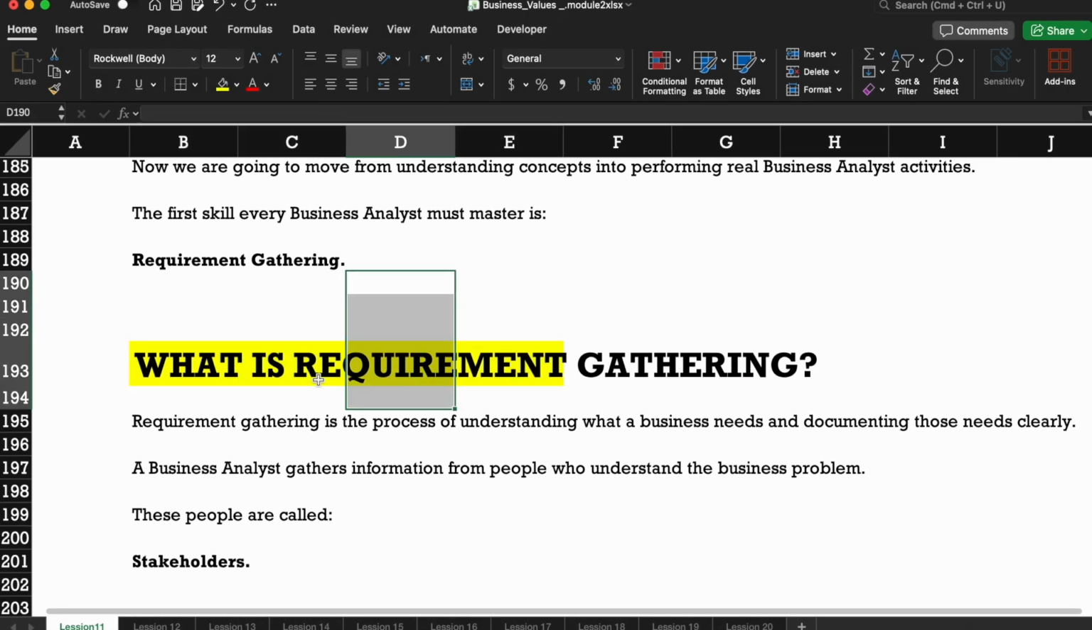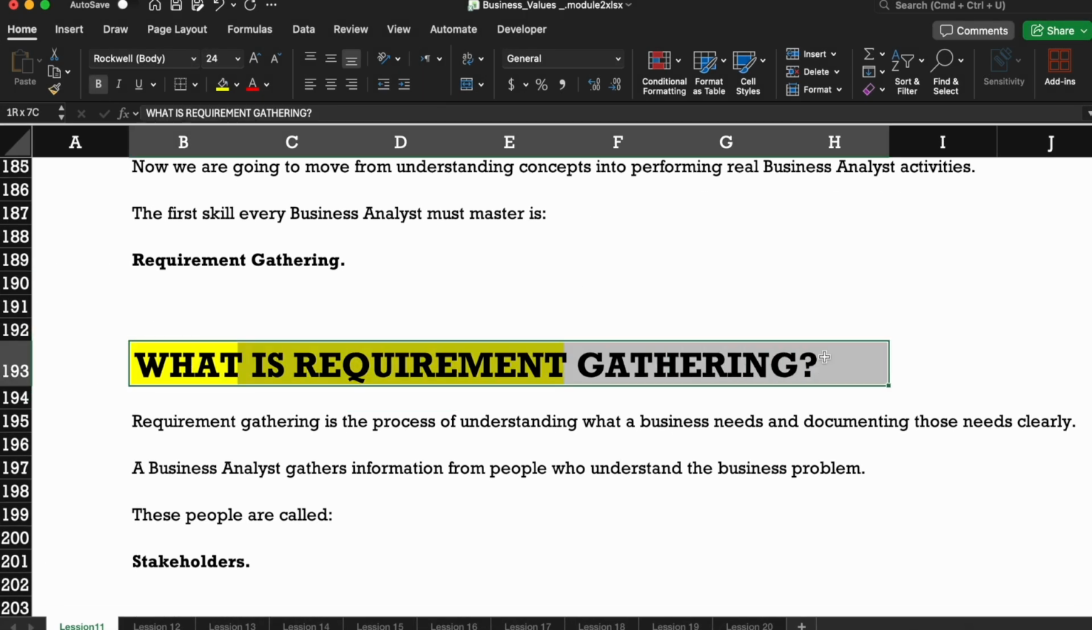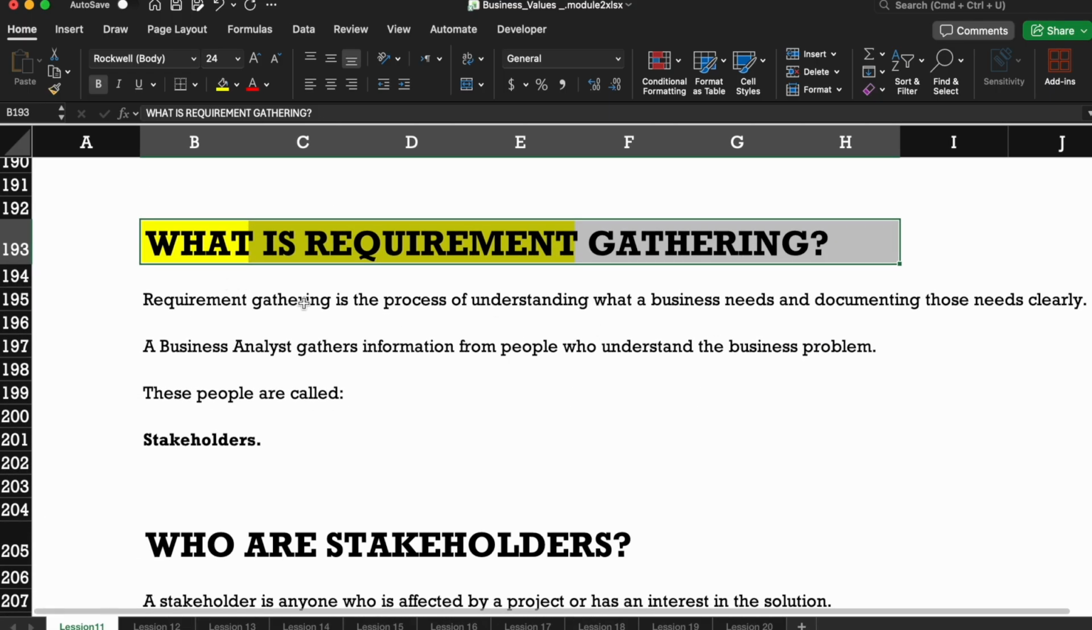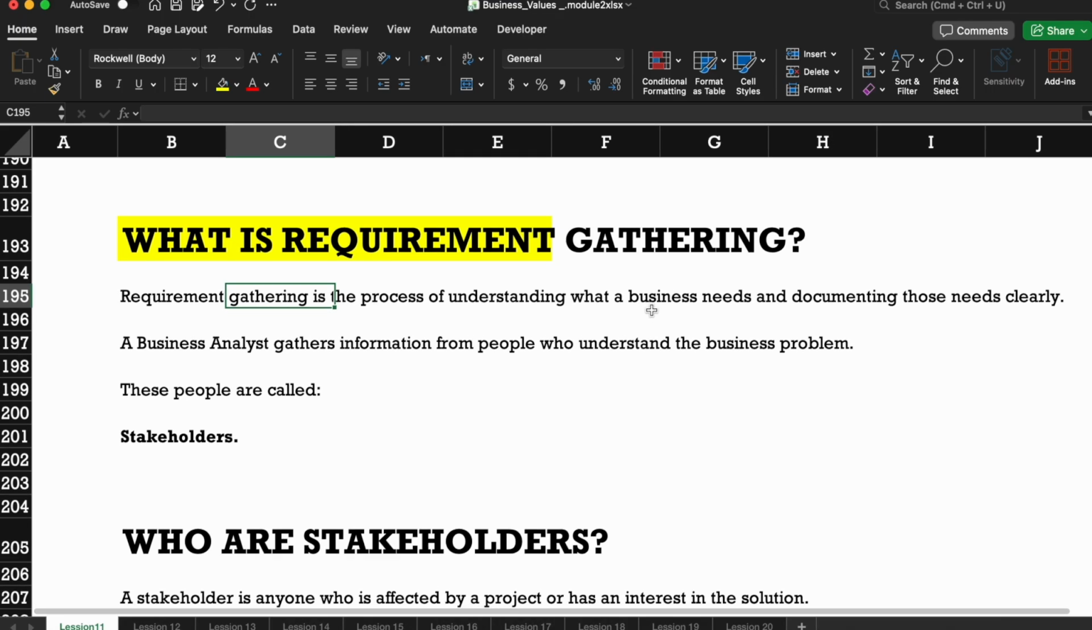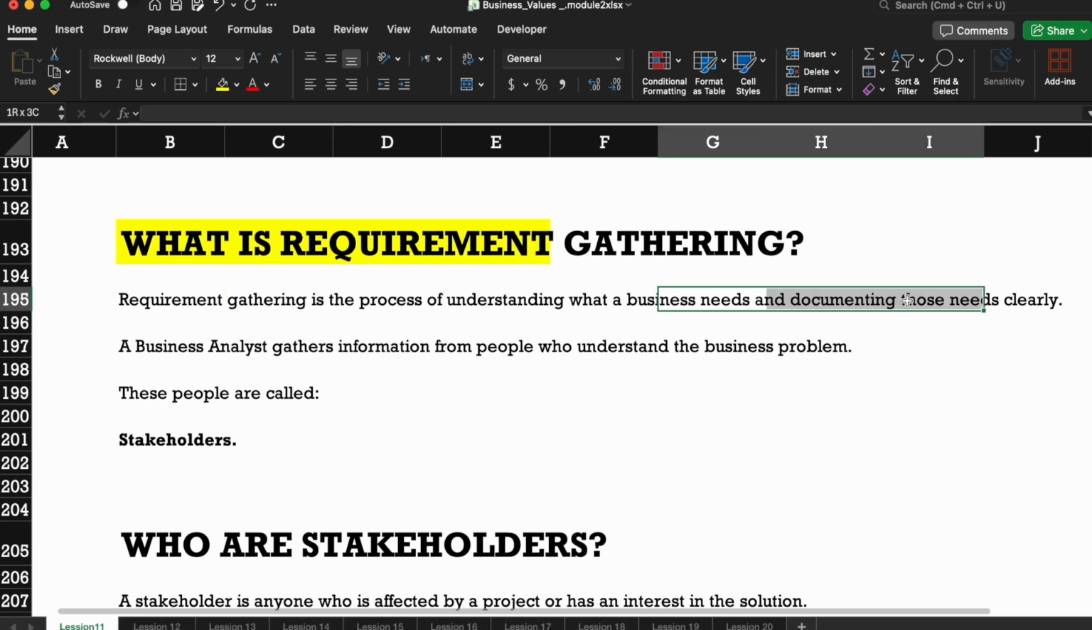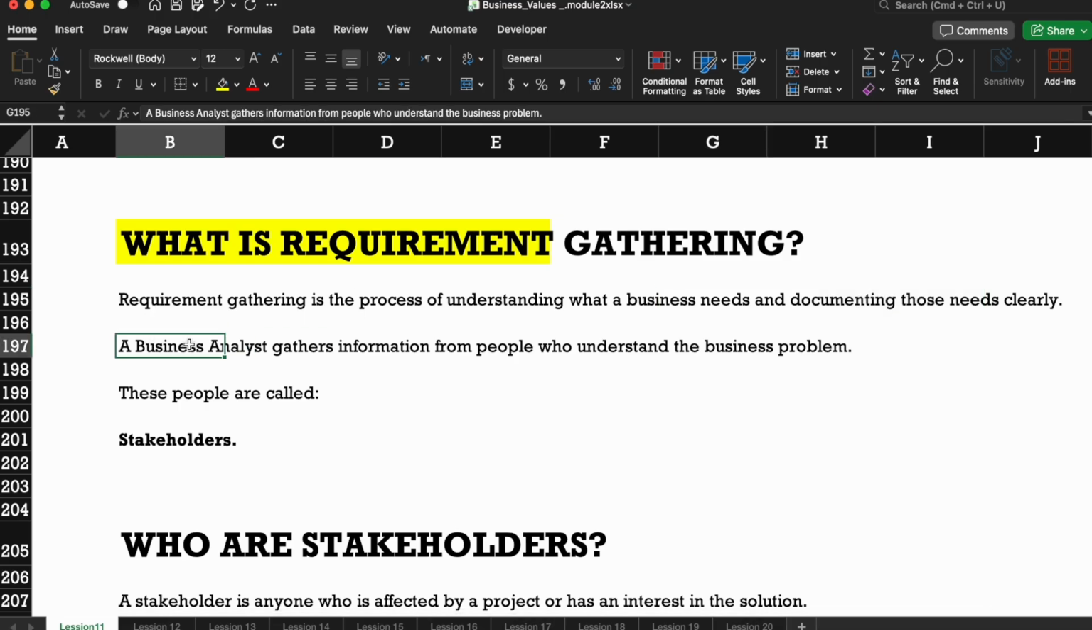Okay, now let's get back to what we were discussing: requirement gathering. Let's understand how to gather requirements. Requirement gathering is the process of understanding what a business needs and documenting those needs clearly. A business analyst gathers information and data from people who understand the business problem. This is very important, so let me read it again. We can call them SMEs.